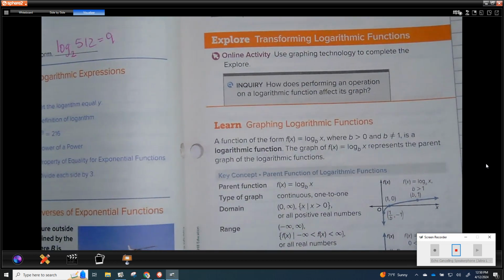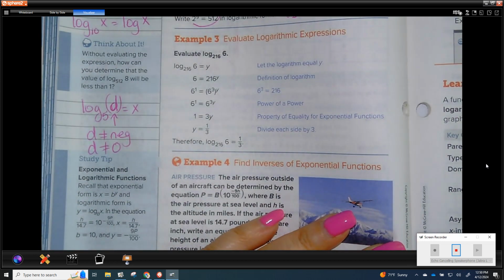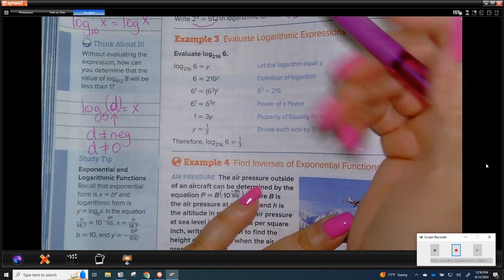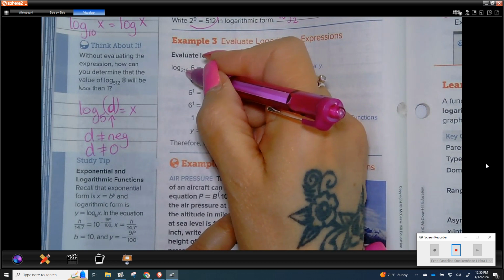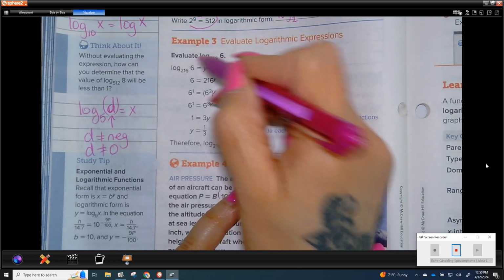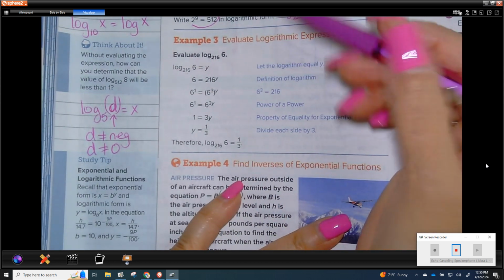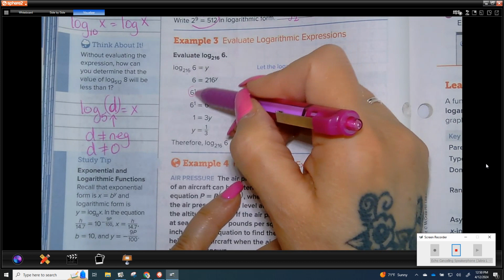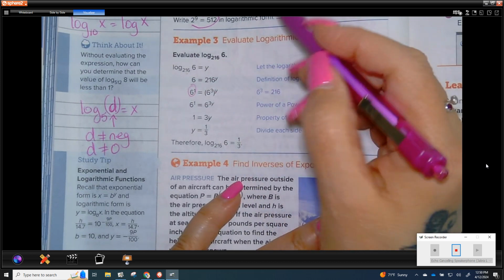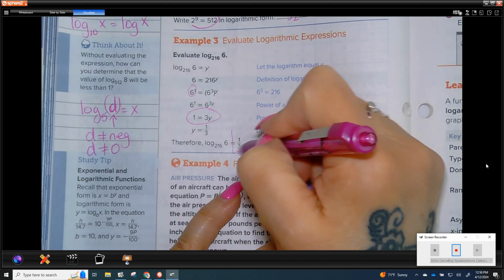To evaluate them, you get the same base like you did with an exponent. So this one we rewrite exponentially. 216 to the y equals 6. I would have switched sides, but it's fine like this. So 6 is its own base, but 6 cubed is 216. Then you set your exponents equal together and you get this answer.